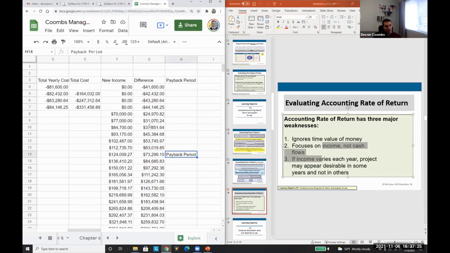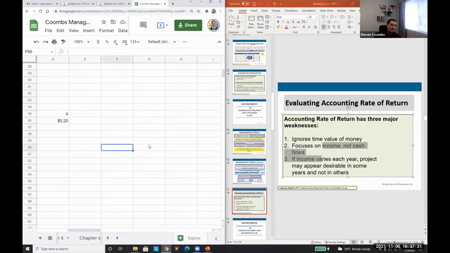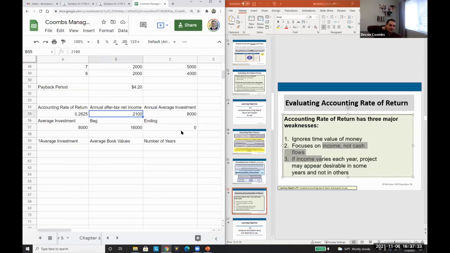Or what if I have these other responsibilities and I can't wait 11 years? What if I need the money back in 5 years, or I have some kind of debt coming due? Same with businesses. We don't get to see that with this accounting rate of return. And if income varies year by year, some years it might be beneficial, some years it might not. Generally in practice, I don't see this used.